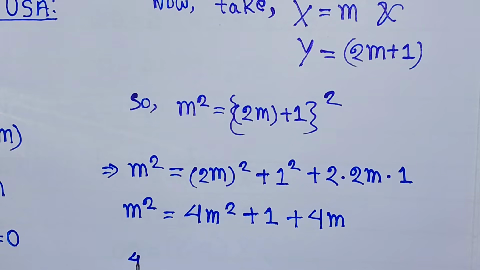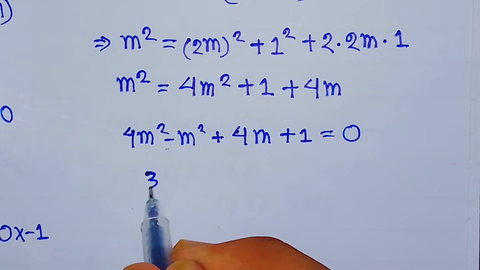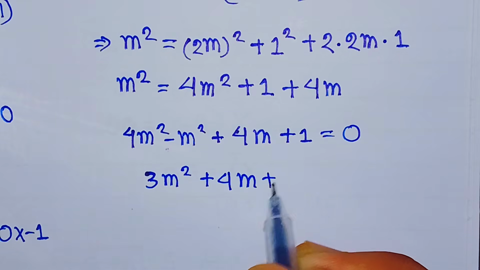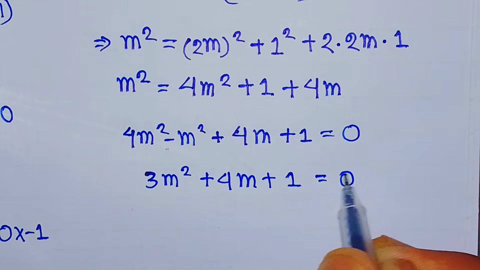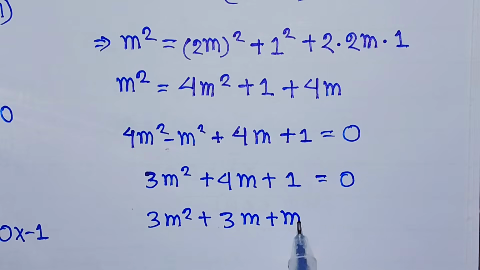Then we just take everything to the left side and do some elimination, the mathematical method of Japanese math. Then we'll get m squared - 4m squared - 4m - 1 is equal to 0. So by elimination this will give 3m squared + 4m + 1 is equal to 0. Alright, after that we can write 4m as 3m + m, so 3m squared + 3m + m + 1 is equal to 0.